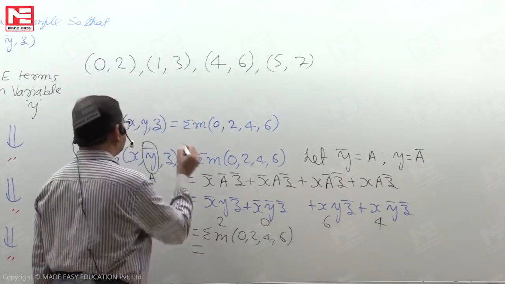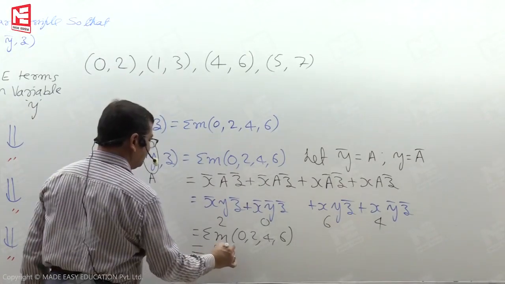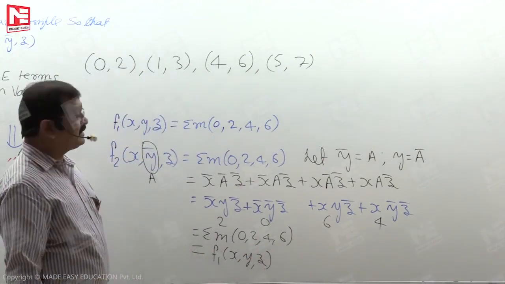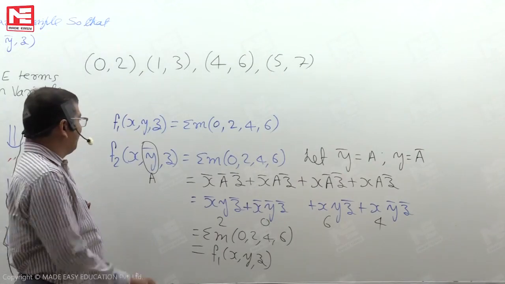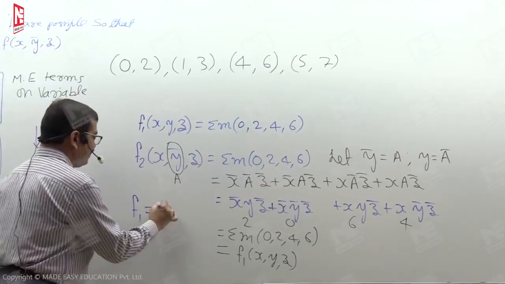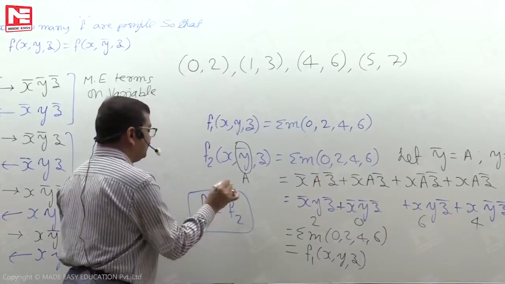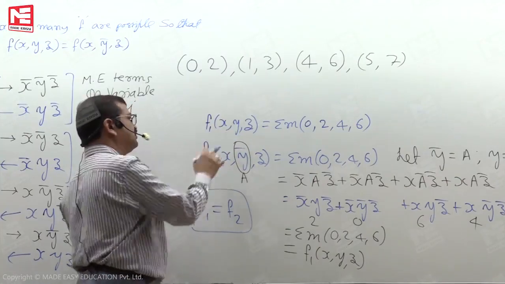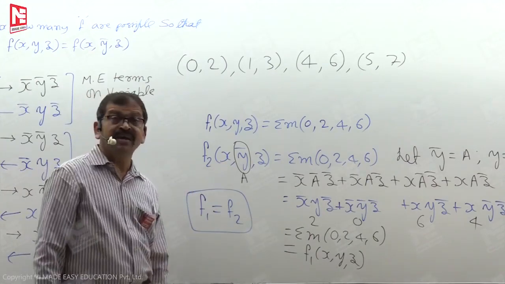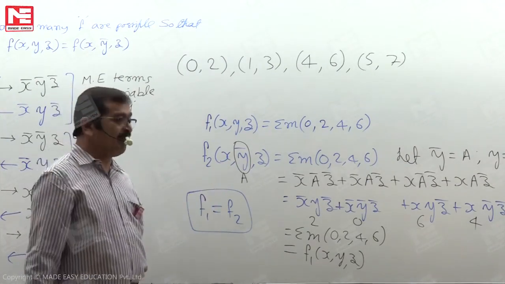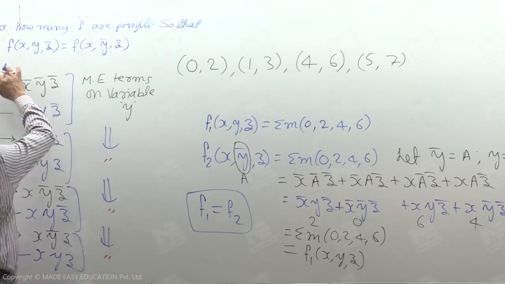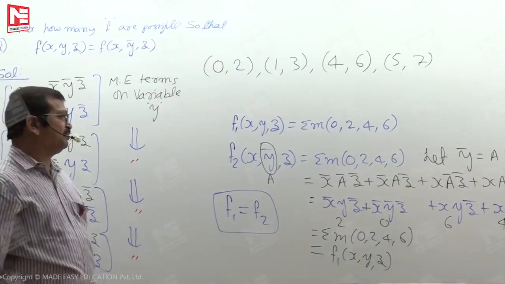And if you see here, it is the same function f1, which is on the variables x, y, z. Based on this, we recognize that f1 and f2 are the same. They satisfy the condition, whereas f1 is on the variables x, y, z and f2 is on the variables x, y complement, z. So we are able to see here that f1 is equal to f2. So it is the required condition based on the question.